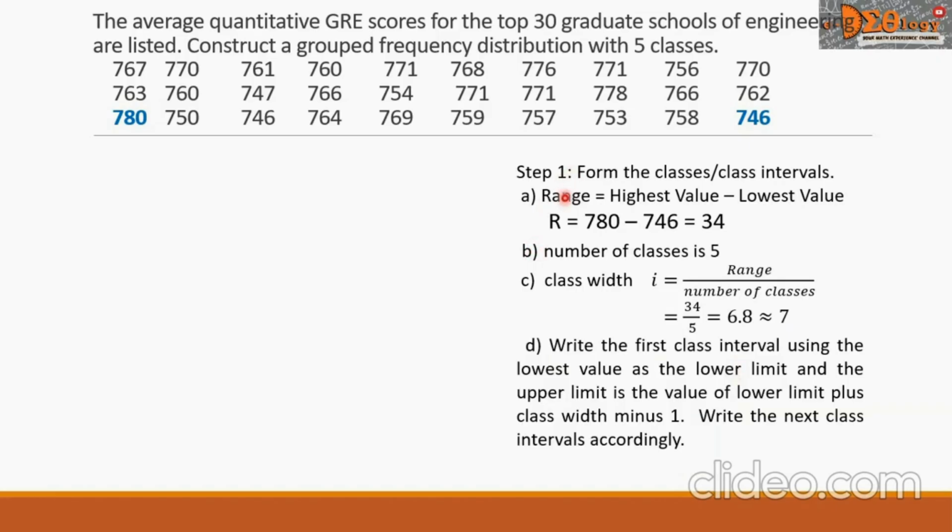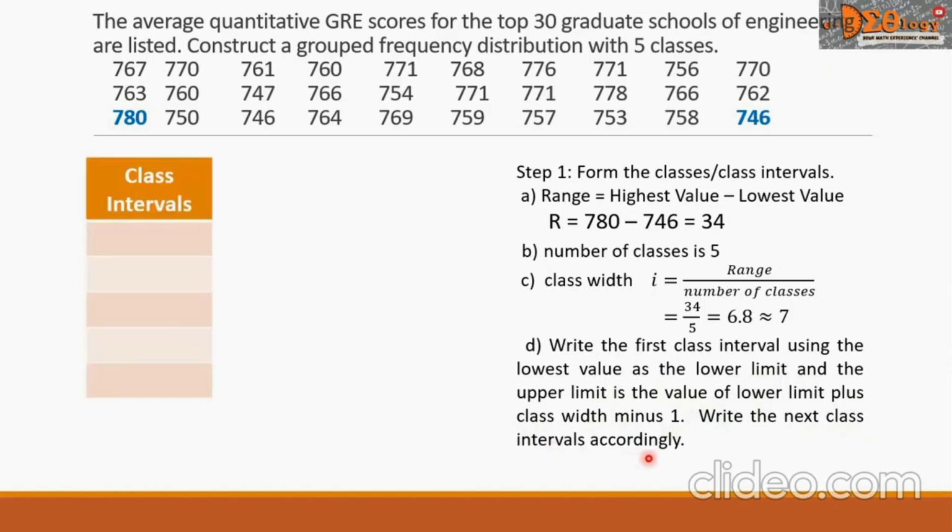Let's go now to step 1D. Write the first class interval using the lowest value as the lower limit. We can use a value a little lower than the lowest value, depending on the purpose of the author. And the upper limit is the value of lower limit plus class width minus 1. Write the next class intervals accordingly.